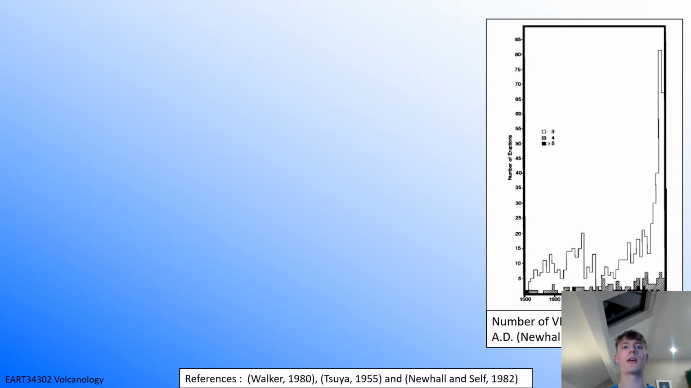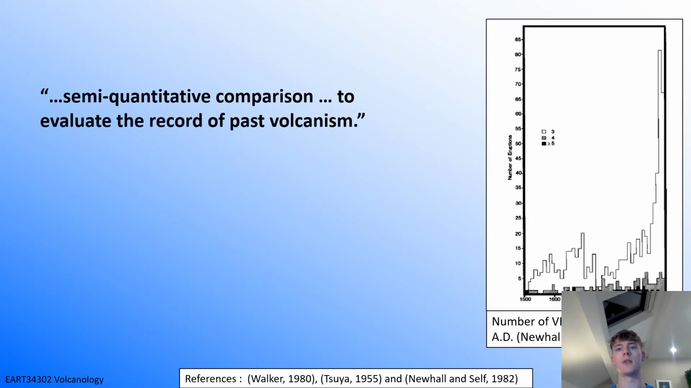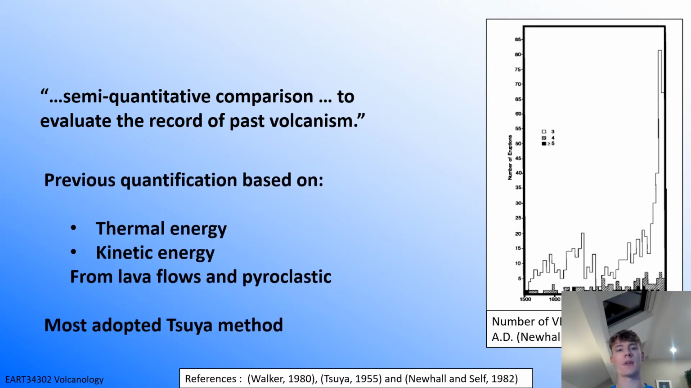The VEI was proposed by Chris Newhall and Stephen Self in 1982 in order to provide a semi-quantitative comparison between poor data and the need in various disciplines to evaluate the record of past volcanism. Before the VEI classification, previous quantification of eruptions was based mainly upon estimating thermal and kinetic energy in the eruption. This was based on estimating lava and pyroclastic volumes as well as column height.